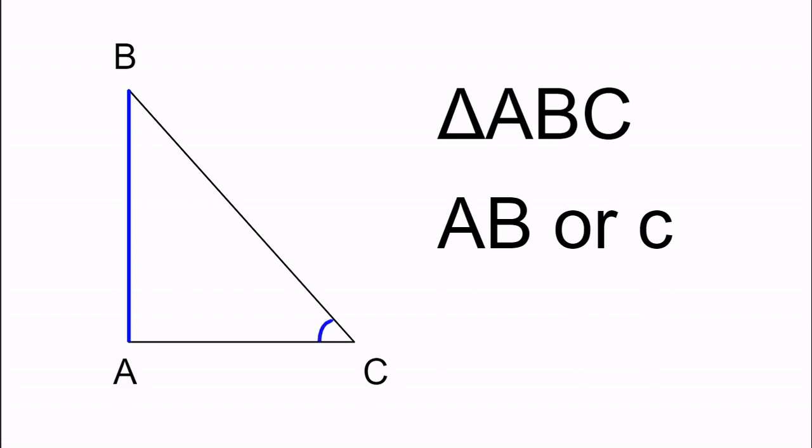Now what about this angle over here? How do we name this angle? Well, to name this angle, we would just call this angle ACB. The letter in the middle, the C, tells us where the angle is, and the A and the B are the two vertices that make this angle.